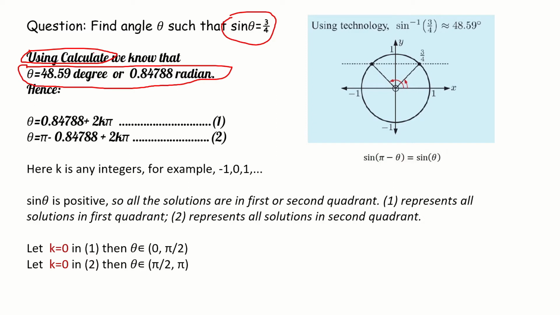Of course, I need to specify that this question, find angle theta such that sine theta equals 3 divided by 4, has an infinite amount of solutions. You can divide those solutions into 2 groups, even though it's an infinite amount of them. These 2 groups of solutions are in the first and second quadrants. Theta equals 0.84788 plus 2k pi, or theta equals pi minus 0.84788 plus 2k pi.